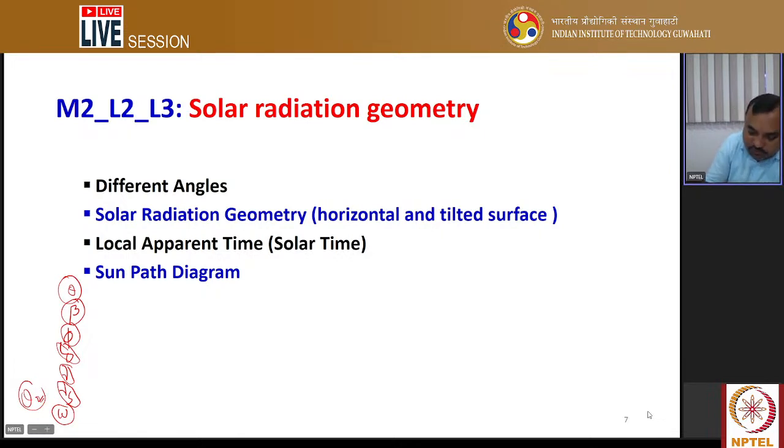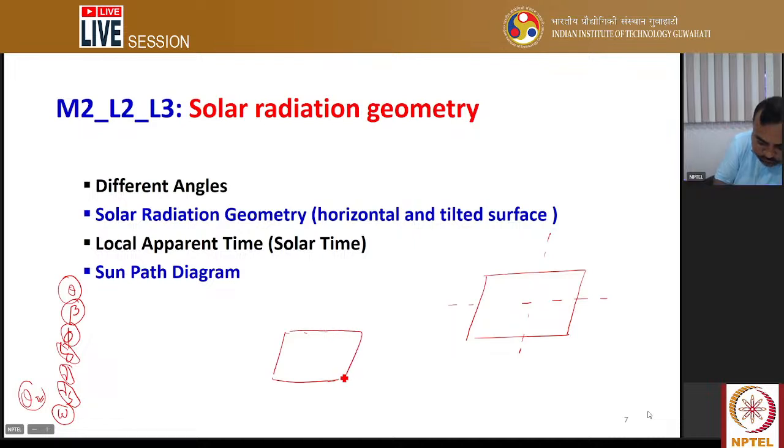Say, for example, if I have to define these together, I will draw a horizontal surface here and one more horizontal surface here, because there are some questions in the discussion forum. So this is north, south, east, and west.